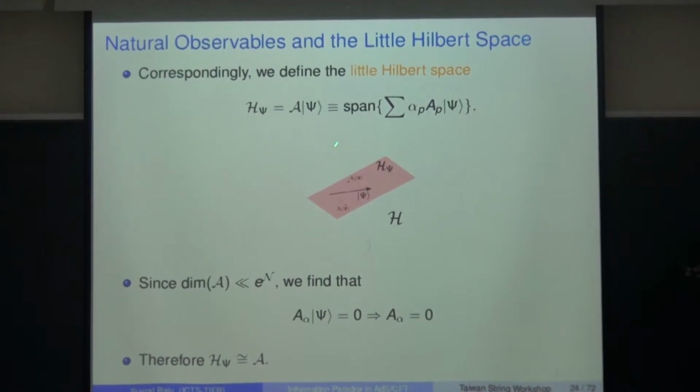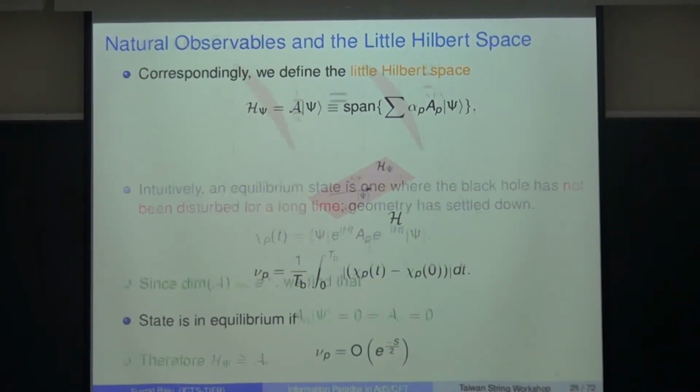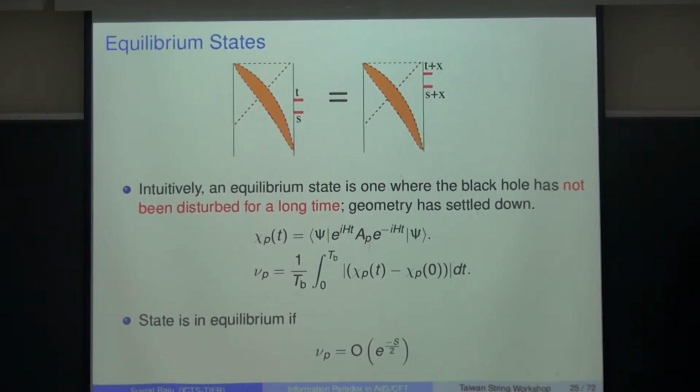And there's a bigger Hilbert space H, which the infalling observer can't access. And just like we had for the spin chain, because the dimension of this algebra is much smaller than the dimension of the full Hilbert space, in general for a generic state, none of these operators actually annihilate the state. Okay, so if you try and act on the state with the alpha, you can't annihilate the state. And that's just a physical statement that the infalling observer can't make the black hole vanish by doing some simple effective field theory experiments. And therefore this little Hilbert space in this setup is actually isomorphic to this algebra that I mentioned, as a vector space.